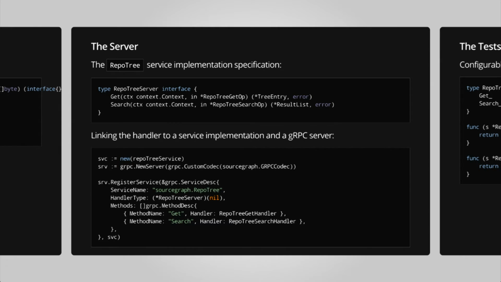And at the bottom is a very simple example that shows how we initialize a new server, a new repo tree service, which is an implementation of the repo tree server interface. And then we hook it up using a register service method. You can see at the bottommost line, the second param is the service, and then we define the service by name, and we pass it a type, which is how it works through reflection. And then we bind each method to its handler.